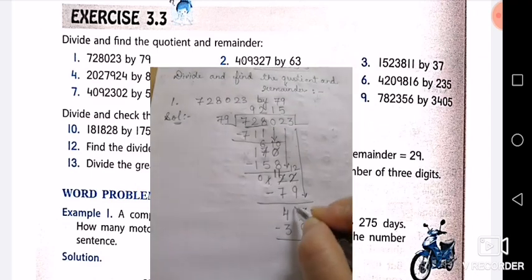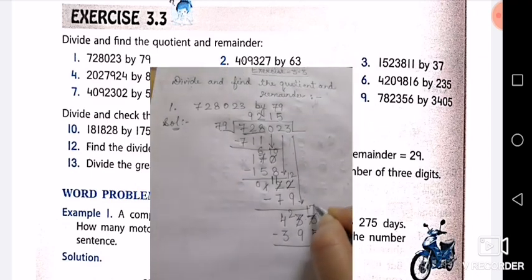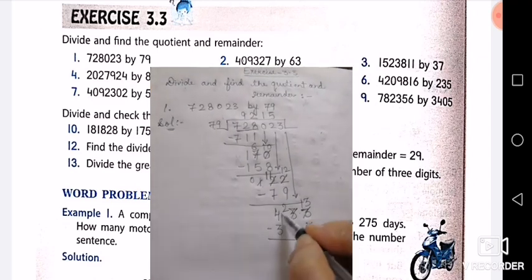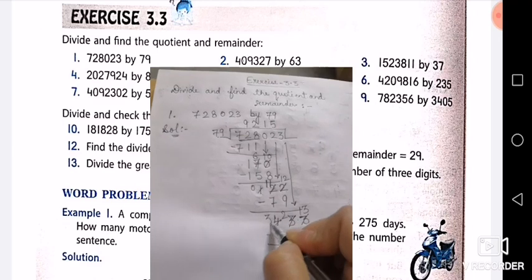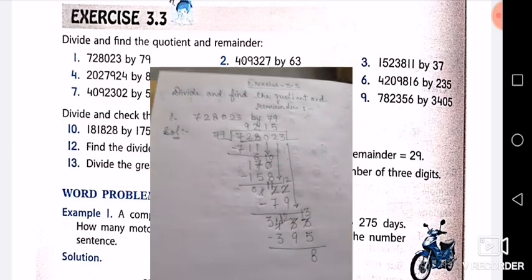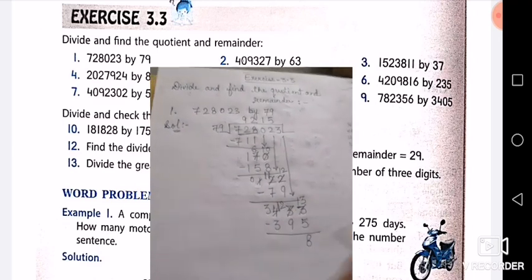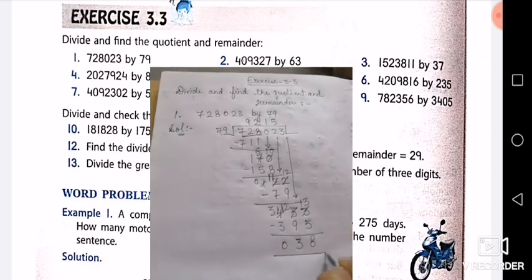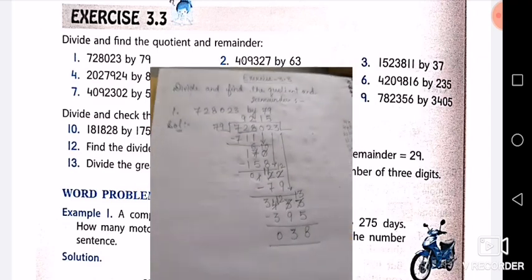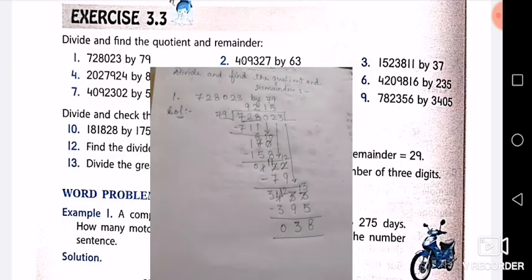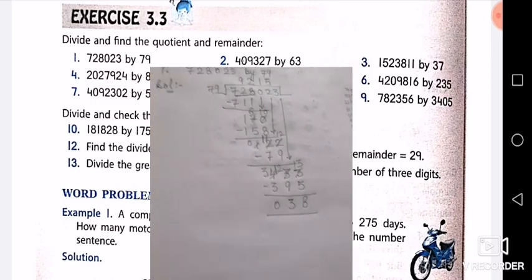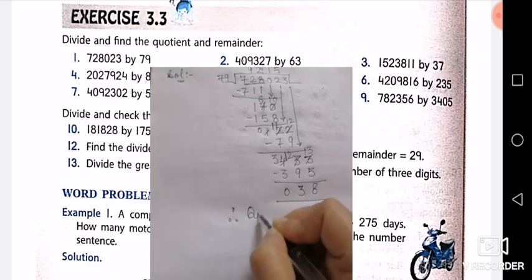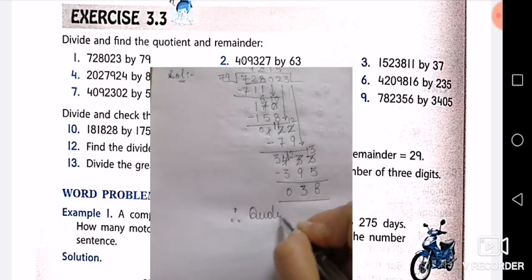Now this will become 2, this will become 13. 13 minus 5, 8. Yes. Now this will become 3 and this 2 will become 12. Now 12 minus 9, what will you get? 3. And this will be your 0. So what is the quotient? Quotient is 9215.